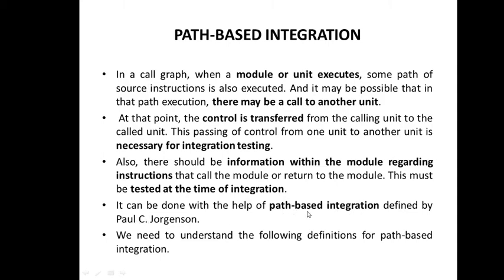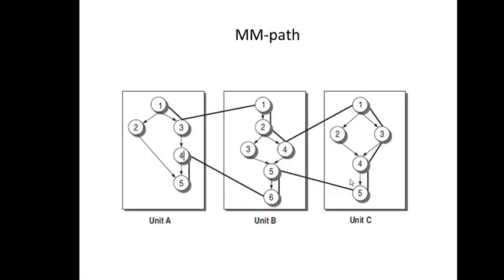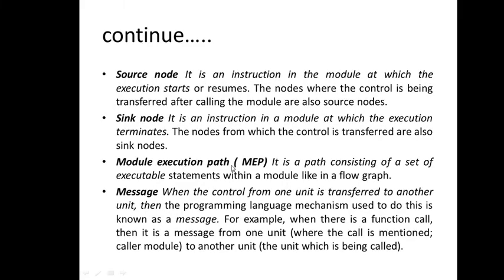Prior to starting with these path-based integration techniques, we must know a few relevant terms. A source node, everyone knows what a source node is, from where the execution starts, right? Sync node, where the execution ends or terminates. Module execution path is a path consisting of a set of executable statements within a module, like in a flow graph. So a module execution path is within a module. This is one of the paths. This is another path. So within a module, that is known as a module execution path.